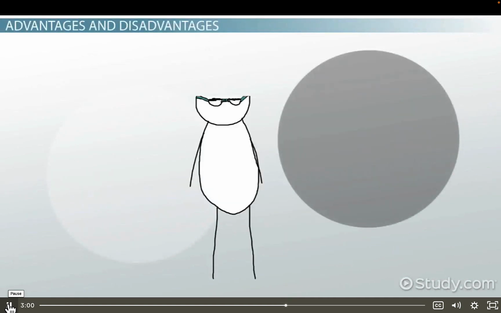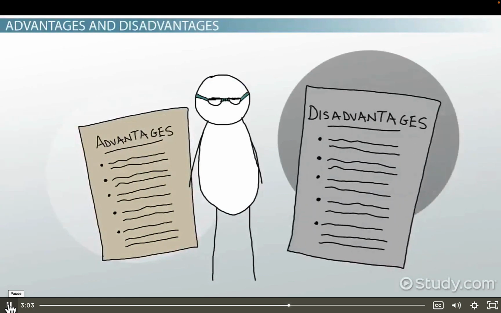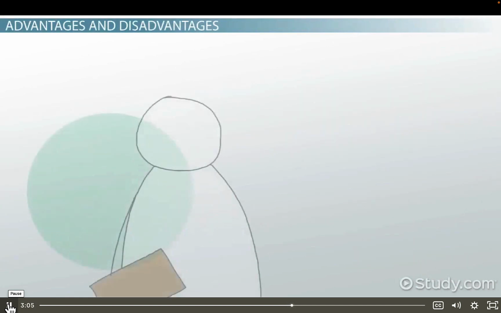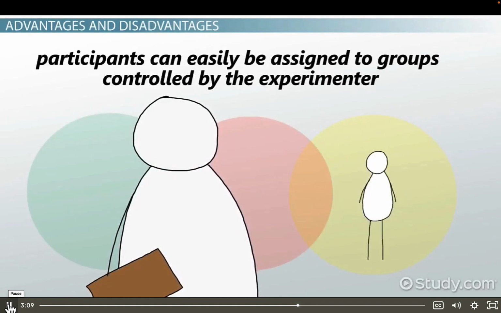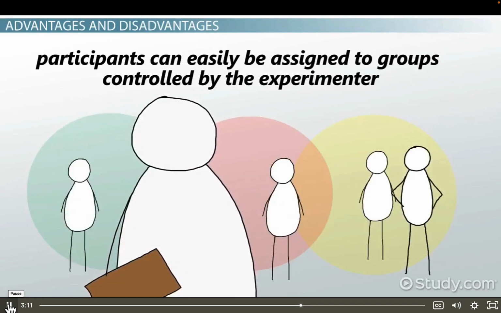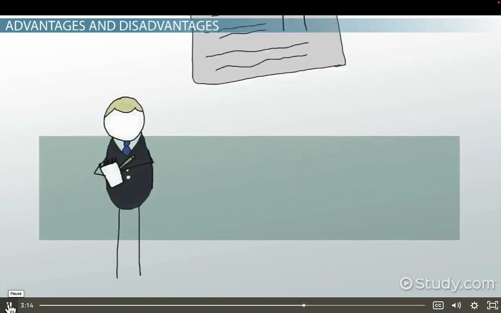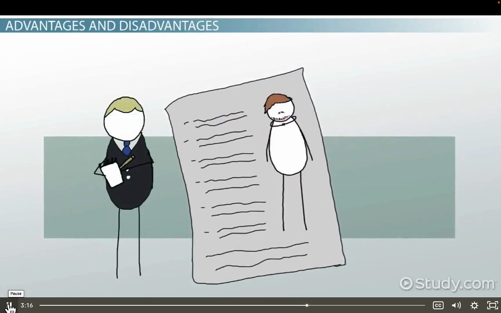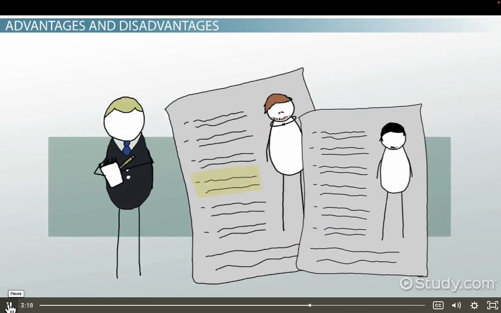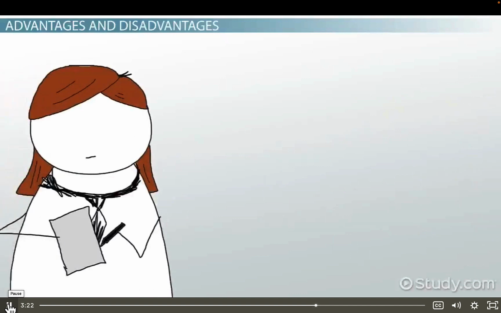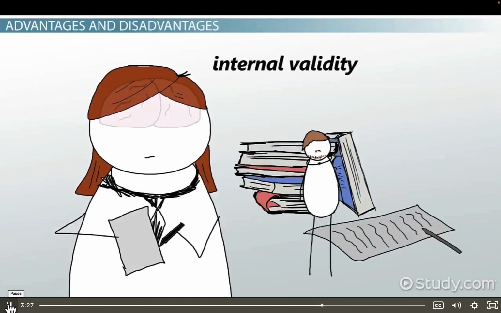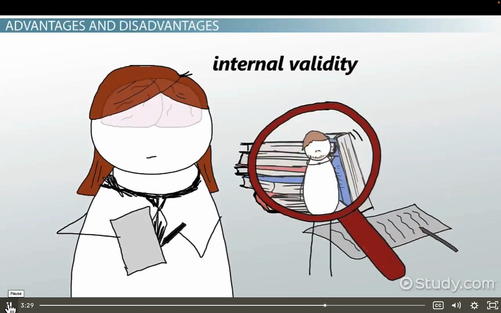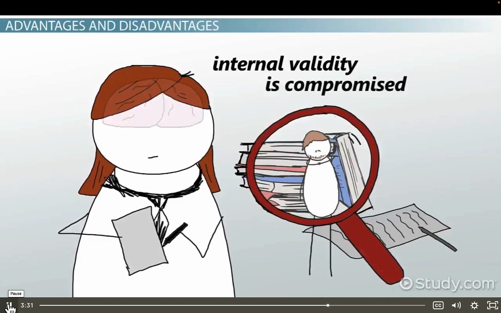As with all experimental designs, there are advantages and disadvantages. The inherent advantage of the quasi-experimental design is that the participants can easily be assigned to groups controlled by the experimenter. This is particularly useful when you want to examine characteristics of people who possess certain innate qualities, such as personality traits and race. The disadvantage in using a quasi-experimental design is that internal validity, or the degree to which an observed relationship truly exists, is compromised.